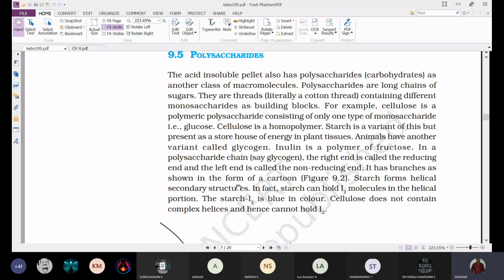And next, the sugar we regularly use for making sweets, or for drinking milk, coffee, tea, the white crystalline structure we add. Generally we say sugar or eating sugar. The chemical name of that eating sugar is sucrose. It is also a disaccharide, made up of one molecule of glucose and one molecule of fructose.